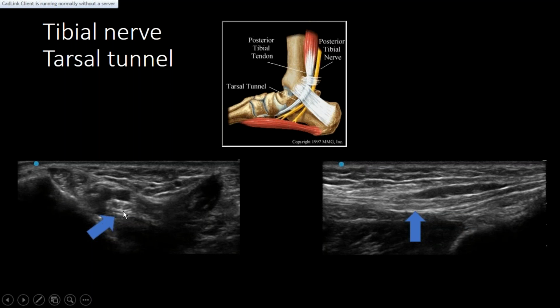On the bottom left is the transverse view of the tarsal tunnel. Starting from top to down, this is tibialis posterior, flexor digitorum longus, the artery and vein bundle, and the bright structure that you see is the tibial nerve. At the bottom we have flexor hallucis longus, where we are seeing the muscle part, and the band that you see on the top is the retinaculum, that's the ligament. And on the right we have the longitudinal view of the nerve.